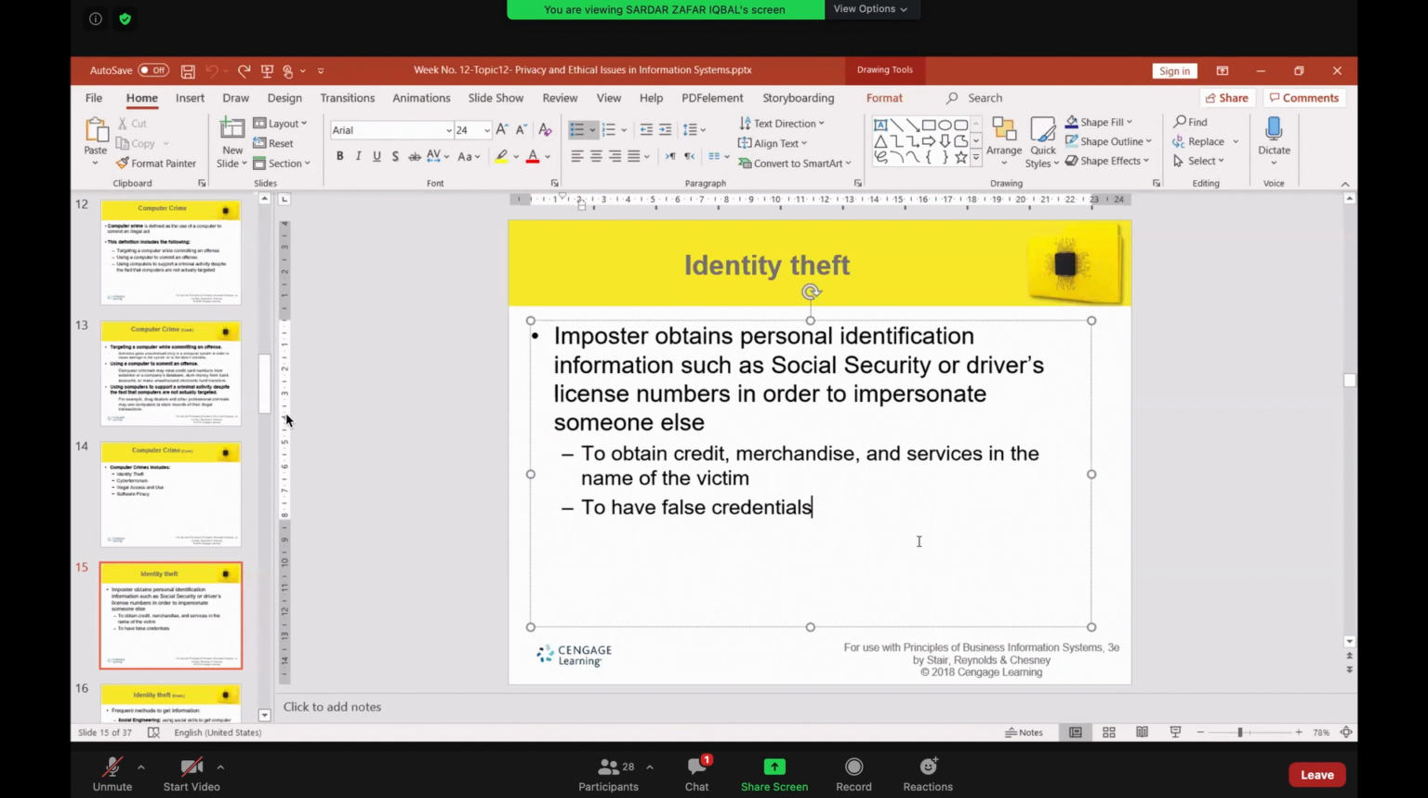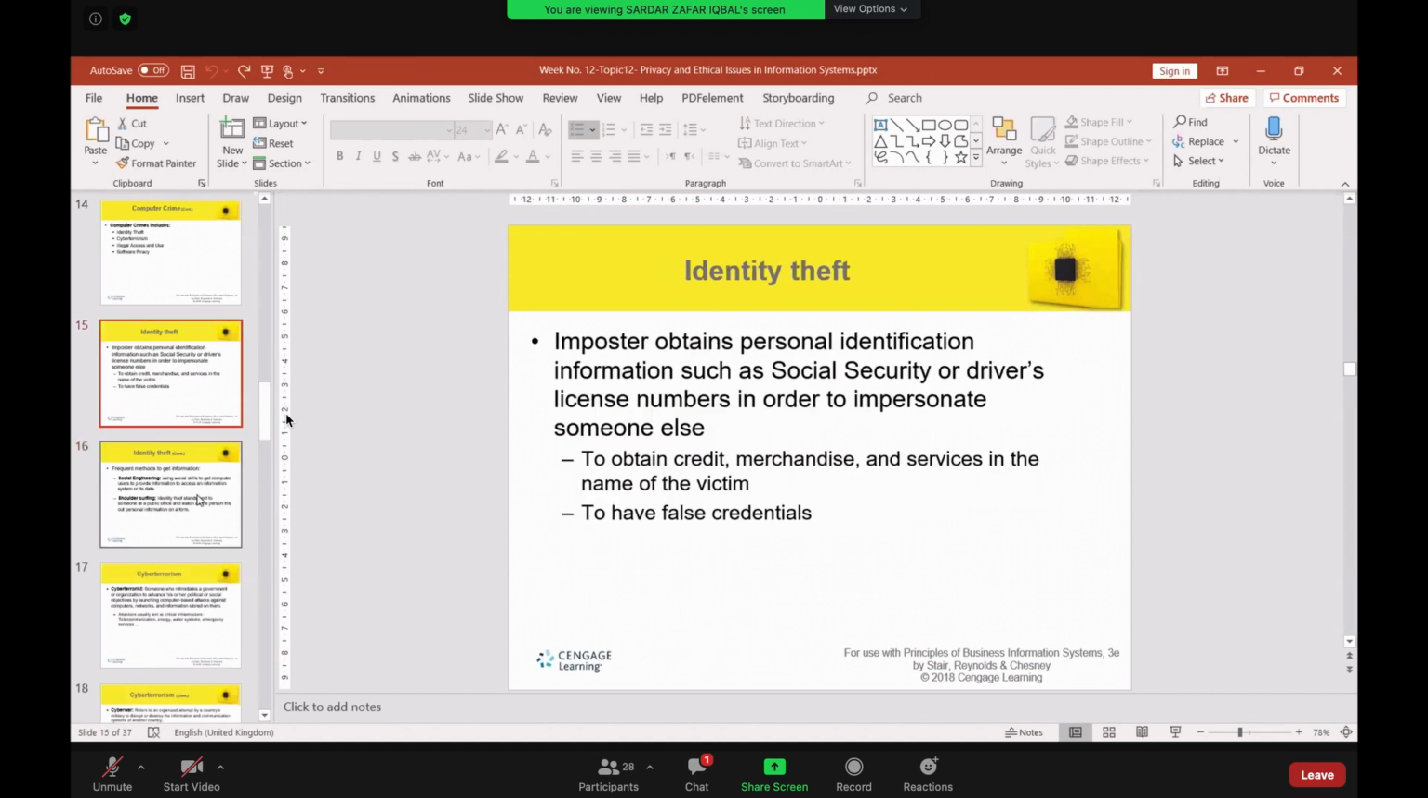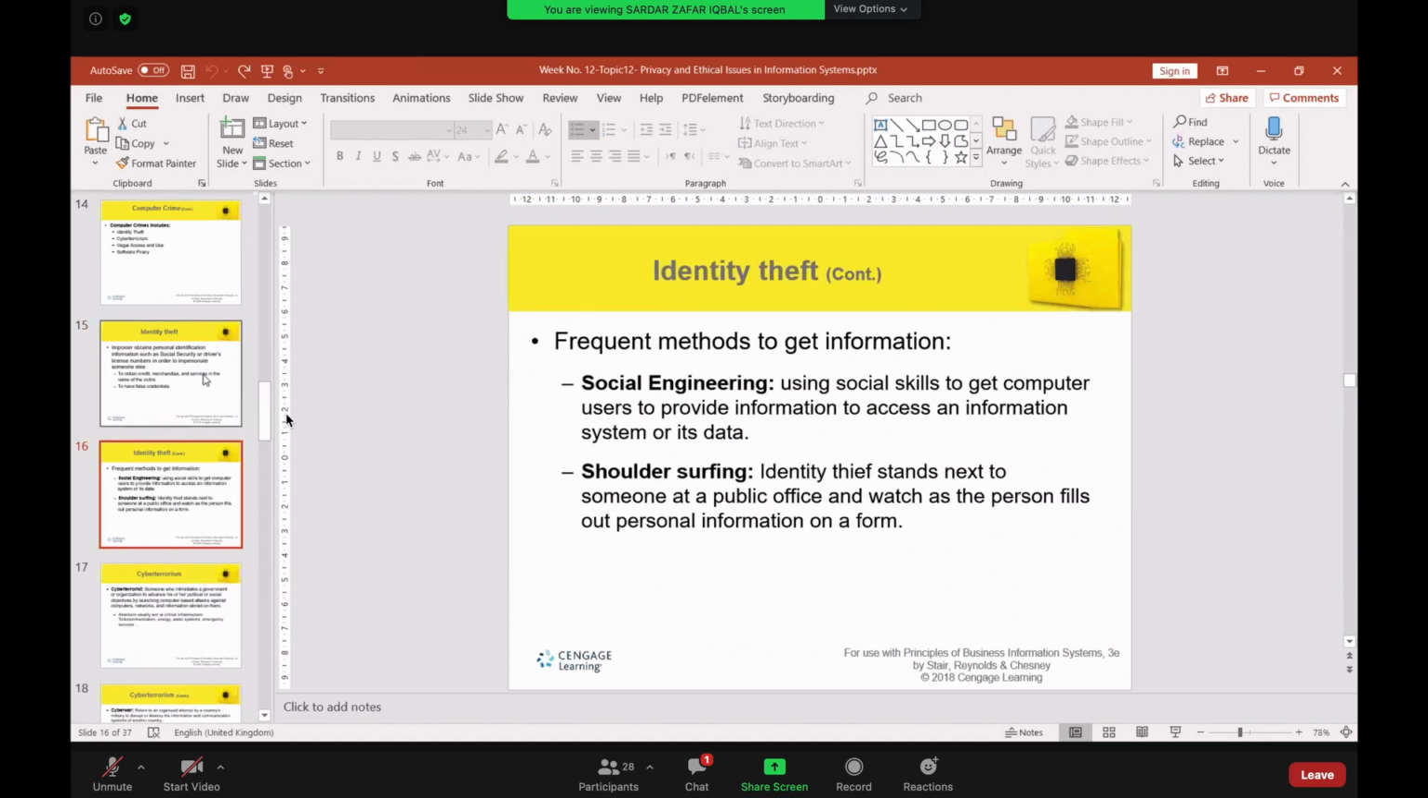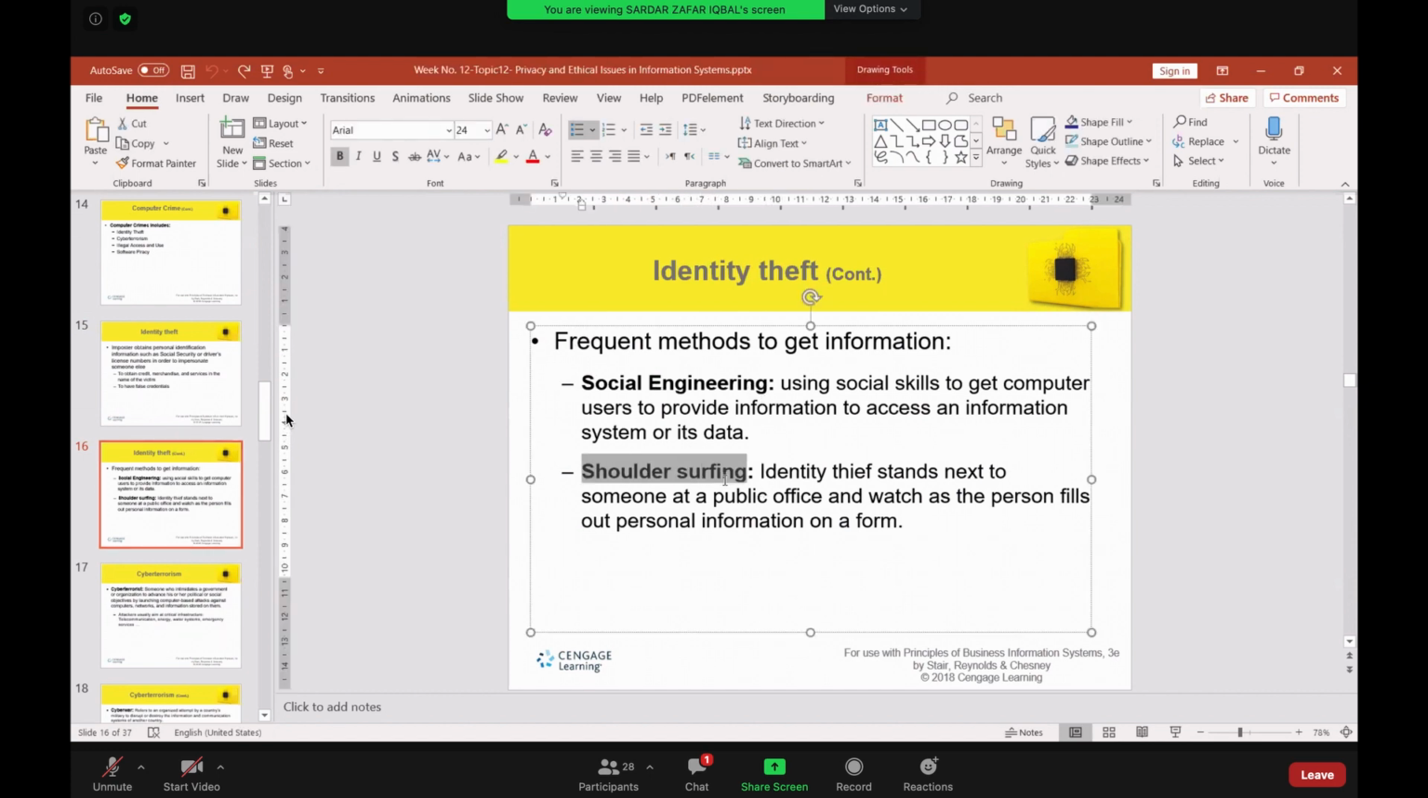So identity theft is when you try to steal an ID, the ID of a credit card, a bank account, anything. Further, we have two concepts here: social engineering and shoulder surfing. Social engineering is using social skills to get a computer user to provide information to access an information system. The example I gave you about the guy who received a call is an example of social engineering.